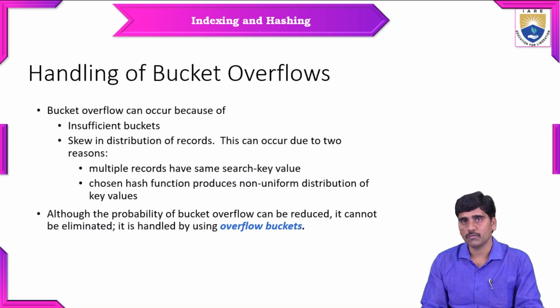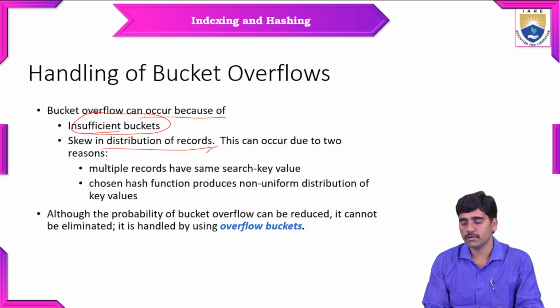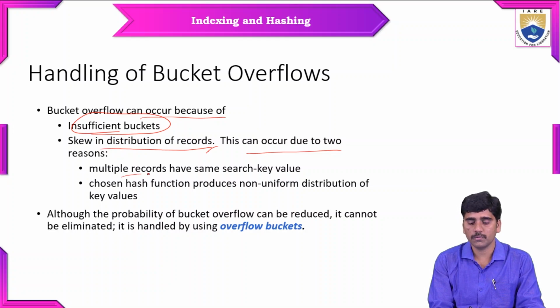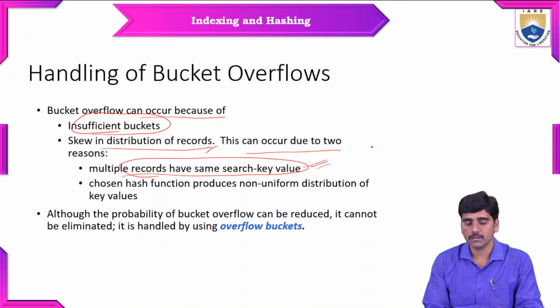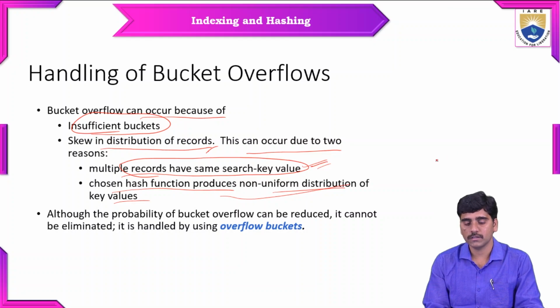Handling bucket overflows. Bucket overflow can occur because of insufficient buckets and skew in the distribution of records. This can occur for two reasons. One is that multiple records have the same search key values. The other is that the chosen hash function produces a non-uniform distribution of key values.